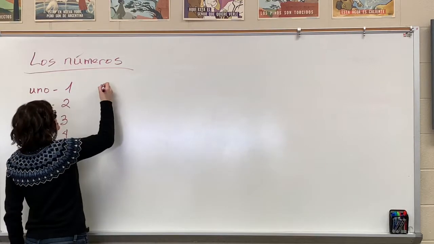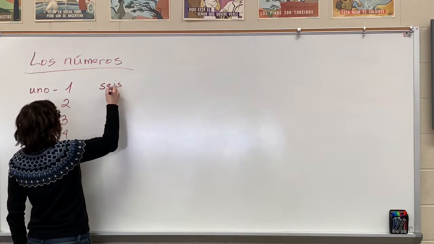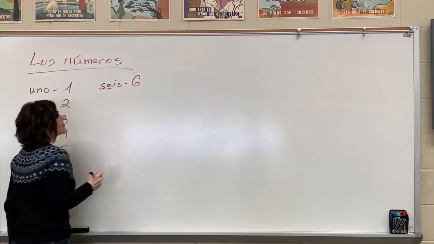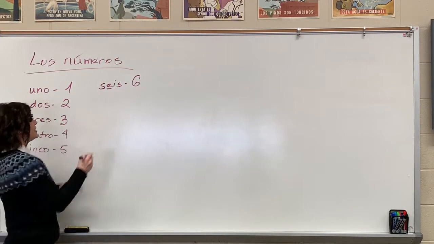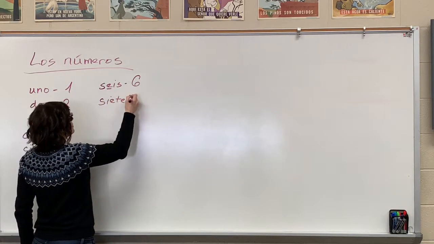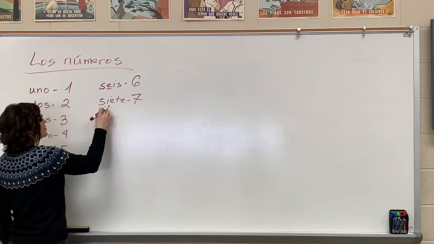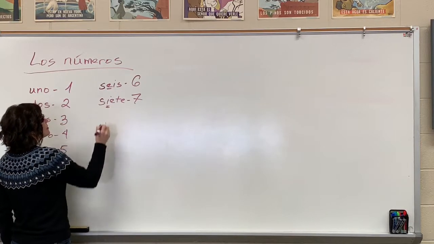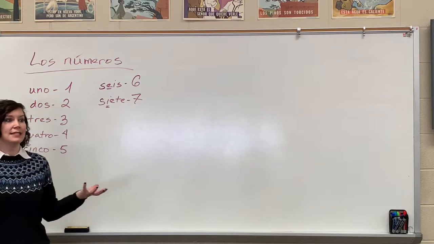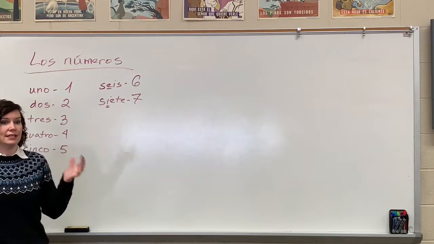So, seis is one where it's E before I. So, seis. And then siete, which comes right after it, is I before E. So this one has the I first. So you basically just have to remember, seis is E before I, siete is I before E.